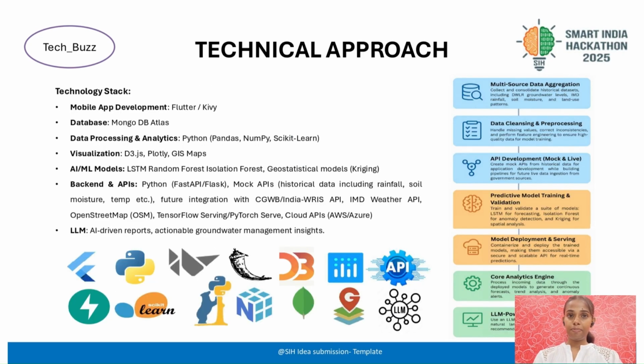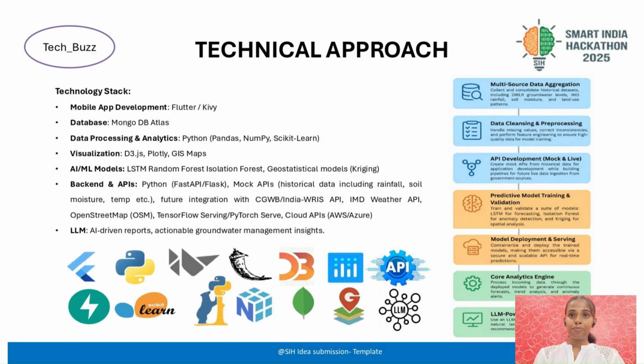Technically, our system will be built using Flutter for mobile app development, Fast API or Flask for backend, MongoDB Atlas for database, AI/ML models like LSTM for prediction, random forest and isolation forest for anomaly detection, and kriging for geostatistics. LLM integration will be used to allow AI driven reports and insights. And finally, visualizations through Plotly, D3.js, and GIS maps.